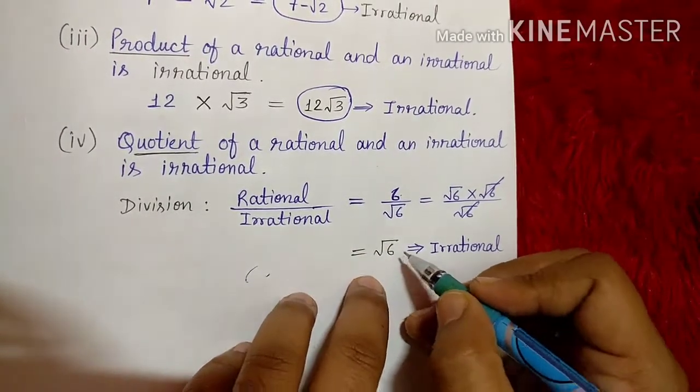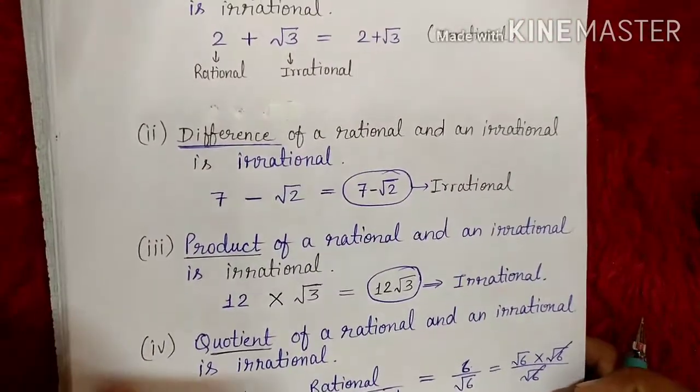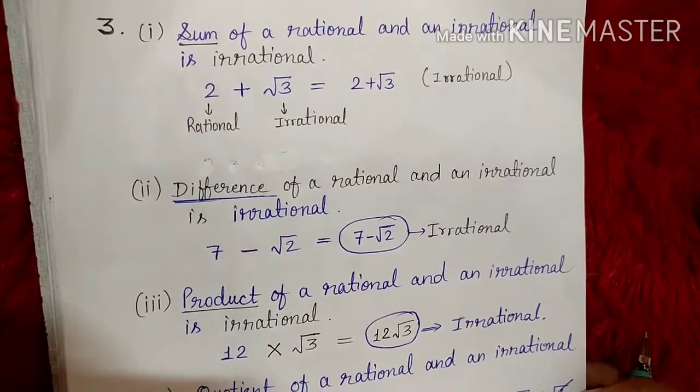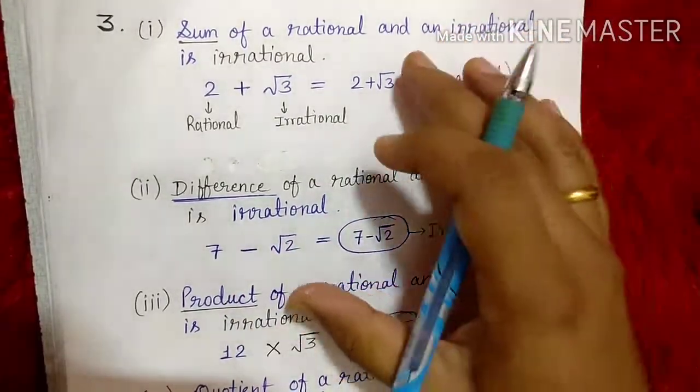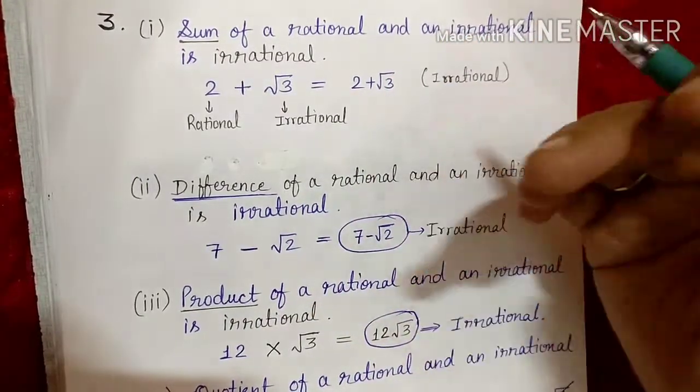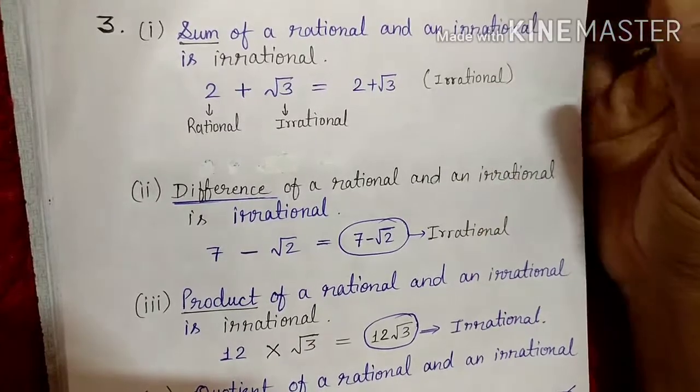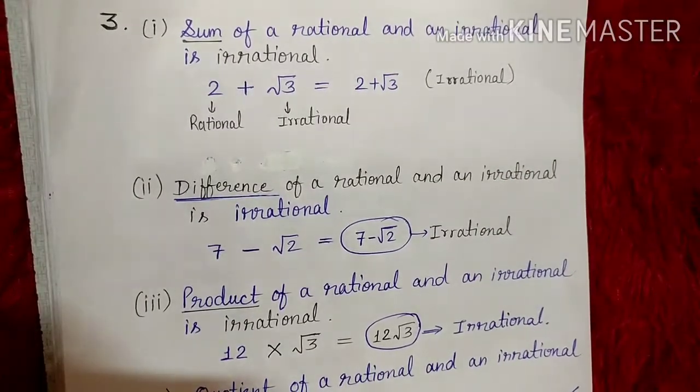So we can say yes, all these properties are satisfied by rational and irrational numbers. We can use these properties to find our answers when in future we get such questions. So I hope it is clear to you, students.